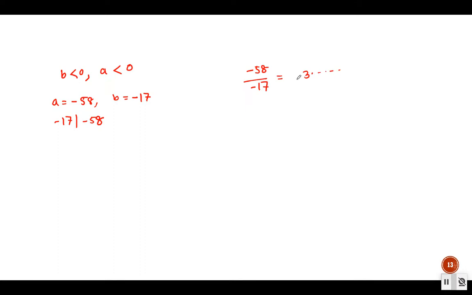So let's see another example where b is a negative number, b less than 0, and a is also less than 0. Let's say a is minus 58 and b is minus 17. So we have to find out minus 17 divides minus 58. If we compute minus 58 divided by minus 17, our calculator is going to give us a positive number like 3 point something. And we are going to use the ceiling function.